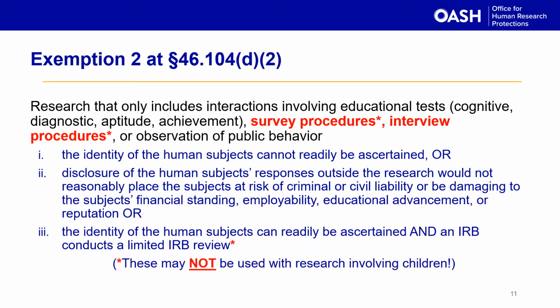By now, you're probably wondering why there are red, bolded, asterisk phrases, right? These Category 2 provisions are prohibited for research involving children. Children may not be surveyed or interviewed. This exemption for children is limited to educational tests or the observation of public behavior when the investigator does not participate in the activities being observed. Exemption 2, Provision 3, I'll say it again, is not applicable for research involving children.